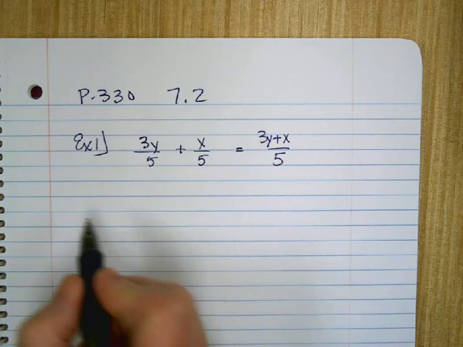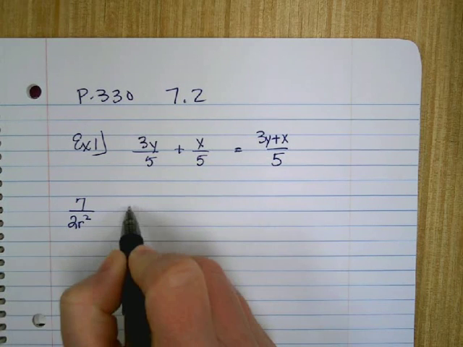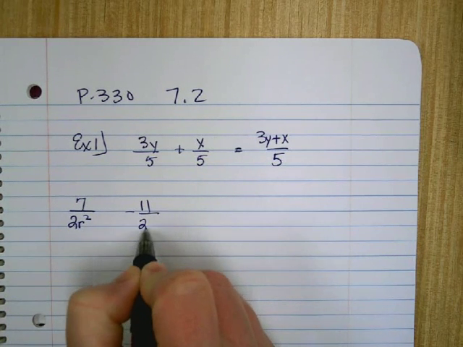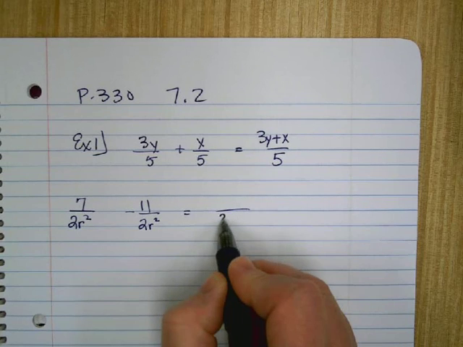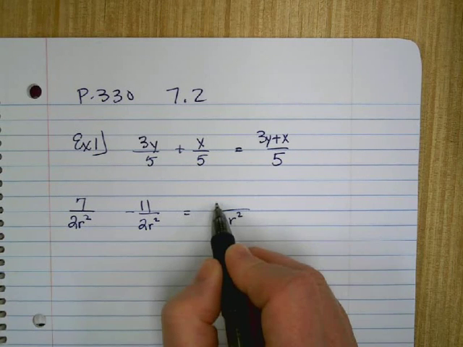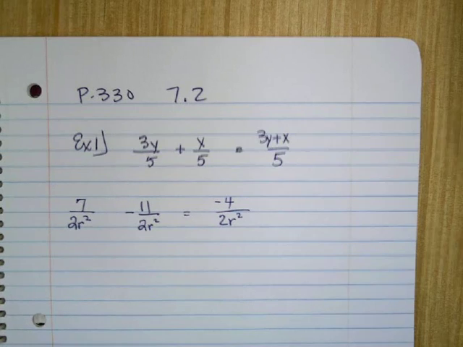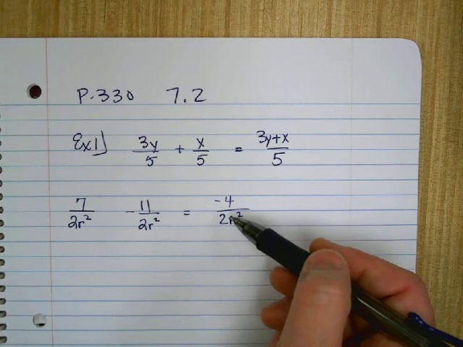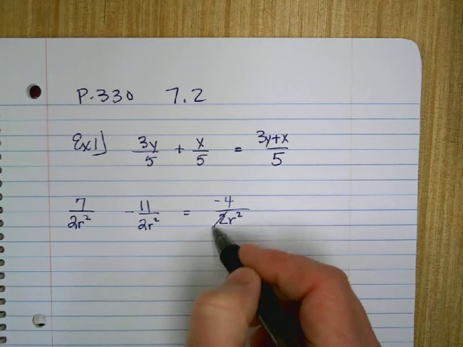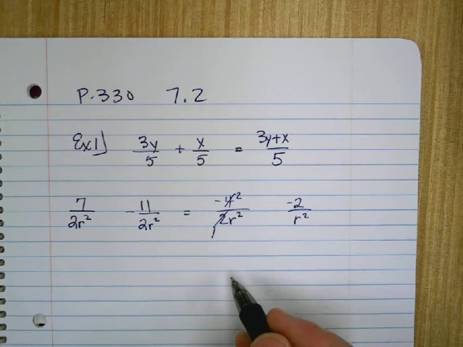Okay. Next example. 7 over 2r squared minus 11 over 2r squared. Are your denominators the same? Yes. Keep that denominator. 7 minus 11 is negative 4. Can you simplify this? Yes, there's a 2 and a 4, so this simplifies into negative 2 over r squared.